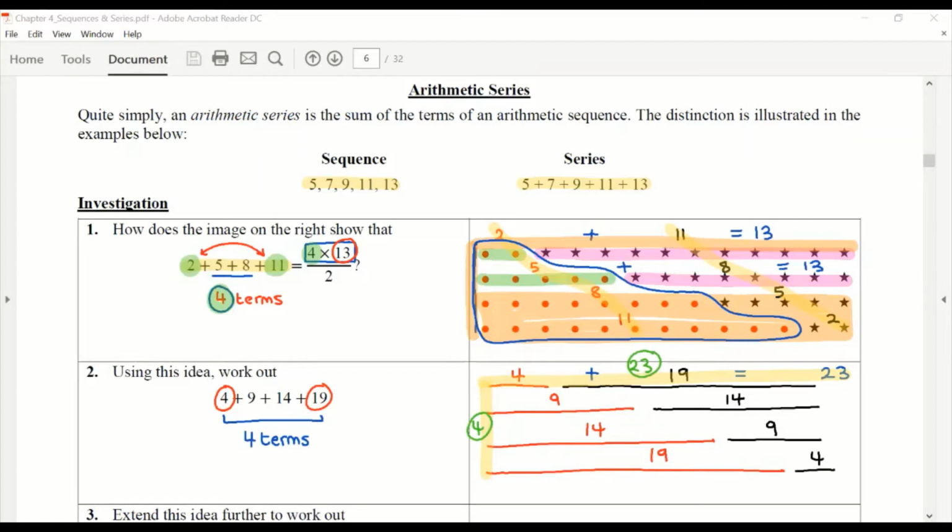Okay, so we can put that in the calculation. So this would equal 4 multiplied by 23. But obviously, if I multiplied 4 and 23, I would have twice as much as what I need. So I'd have to divide that by 2. And that would, of course, give me 46.